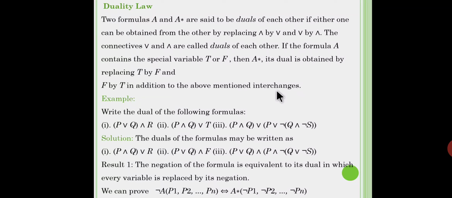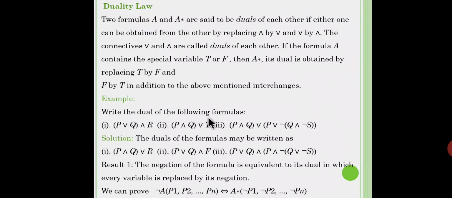Two formulas A and A star are said to be duals of each other if either one can be obtained from the other by replacing AND by OR and OR by AND, true by false and false by true. Then we say that A and A star are duals of each other. So let us consider an example.